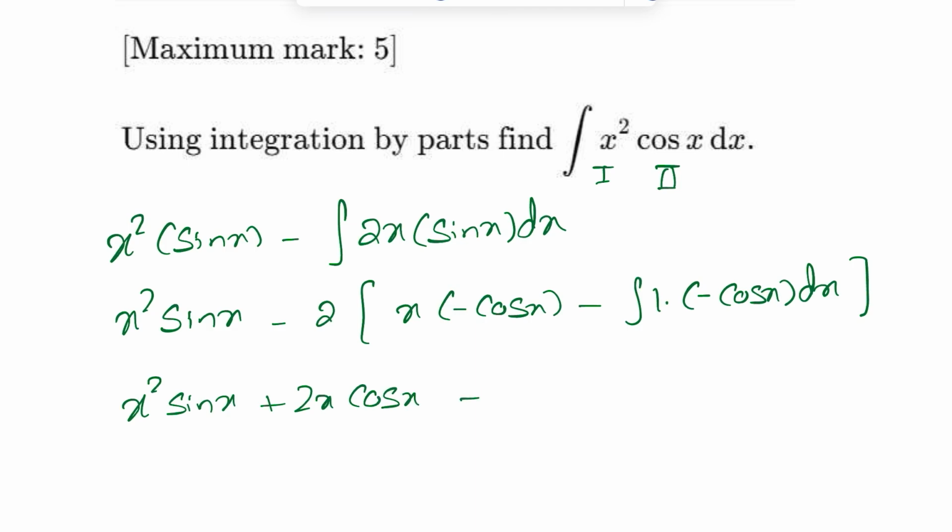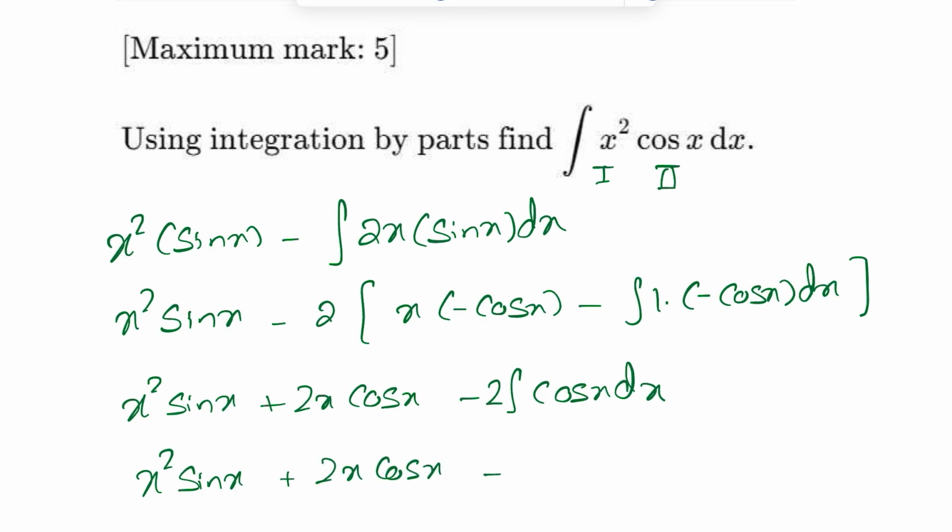Then it becomes minus the integral of cos x dx. The integral of cos x is sin x. So x² sin x + 2x cos x − 2 sin x + c. This is going to be the answer.